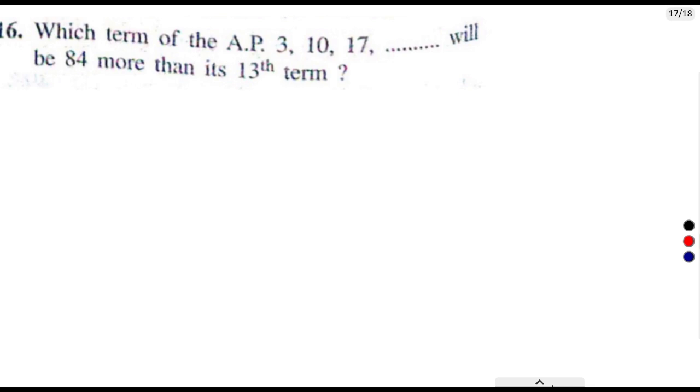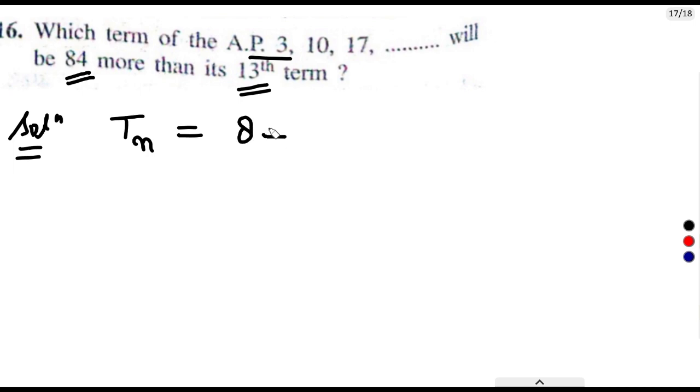Question number 16th, last question of this exercise. Which term of this AP be 84 more than its 13th term? Suppose the required term is n. Then according to the question, Tn is 84 more than its 13th term. And for given AP, first term is a and the common difference is 7.